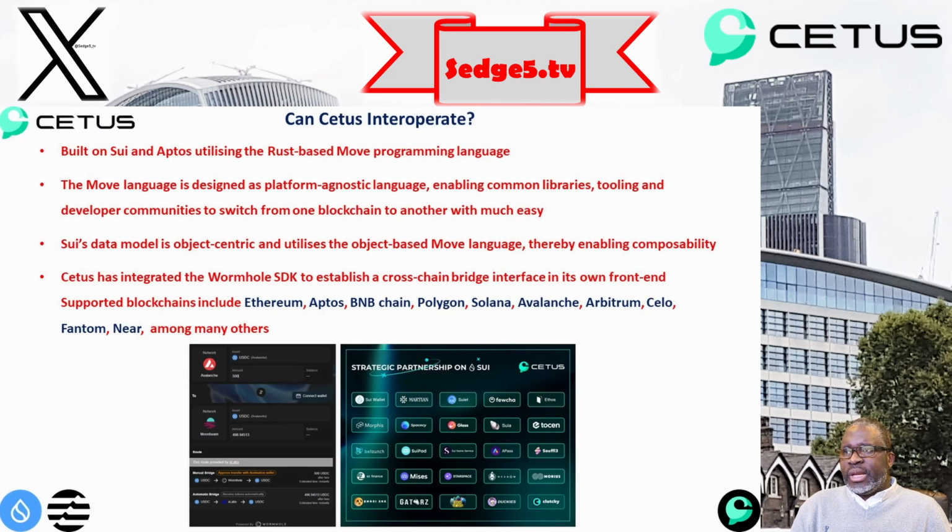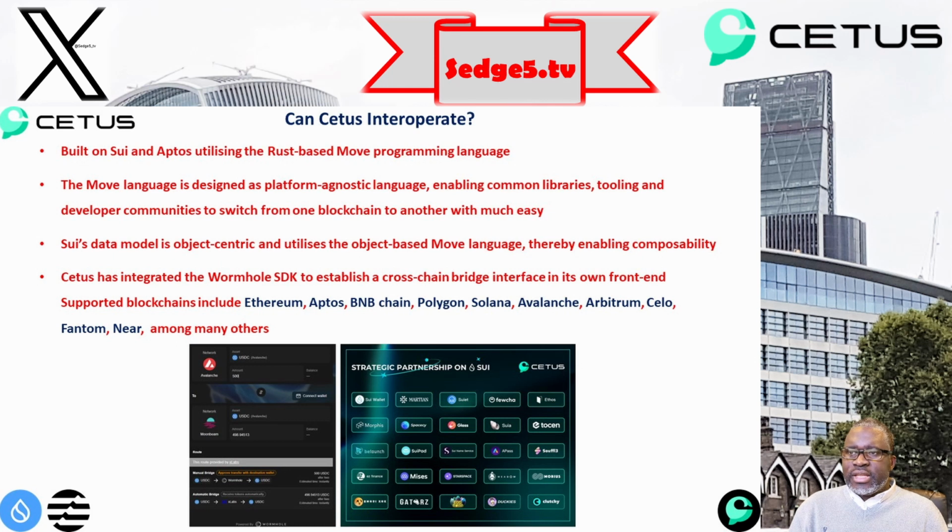Moving on to interoperability, CETUS is built on Sui and Aptos utilizing the Rust-based Move programming language, and the Move programming language is designed as a platform-agnostic language, enabling common libraries, tooling, and developer communities to switch from one blockchain to another with so much ease. Sui's data model is object-centric and utilizes the object-based Move programming language, thereby enabling composability. CETUS is built on both Sui and Aptos blockchain.